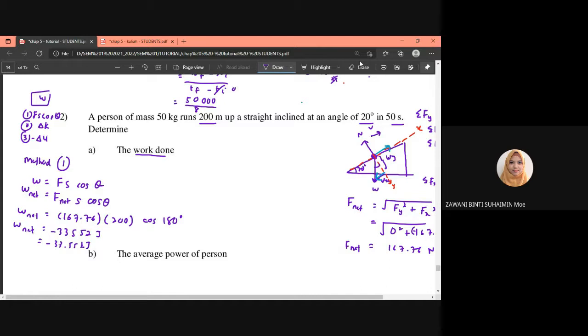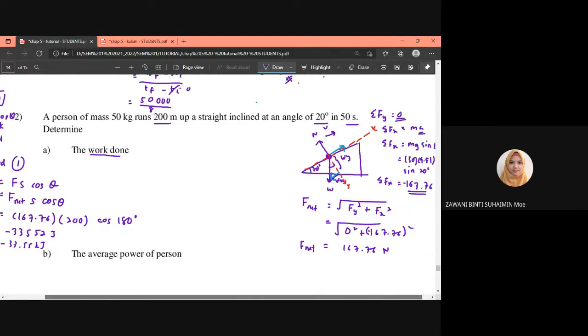Sekarang bila awak dapati bahawa total force acting on our system hanyalah datang daripada weight kan, betul tak? Bila awak resolve macam ni, cari magnitude force, Fy kosong. So yang ada dekat Fx adalah weight sahaja. So maksudnya satu lagi equation yang valid yang awak guna adalah method yang kedua ini.